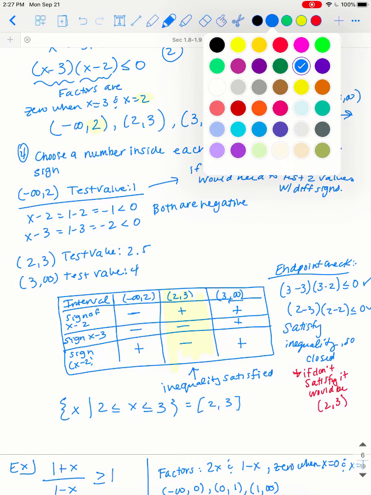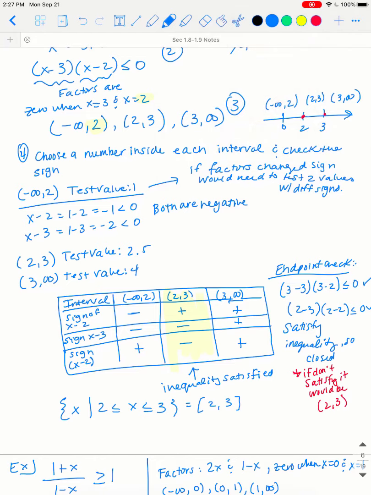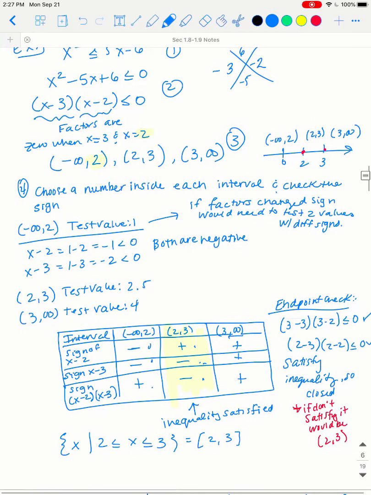Okay, so negative times a negative is positive. Positive times negative is a negative. And then positive times positive is a positive. So here we can see that our inequality is satisfied when it's negative. And that's because x minus 3 times x minus 2 is less than or equal to 0. Therefore, we were looking for a negative. The positive values don't satisfy that.